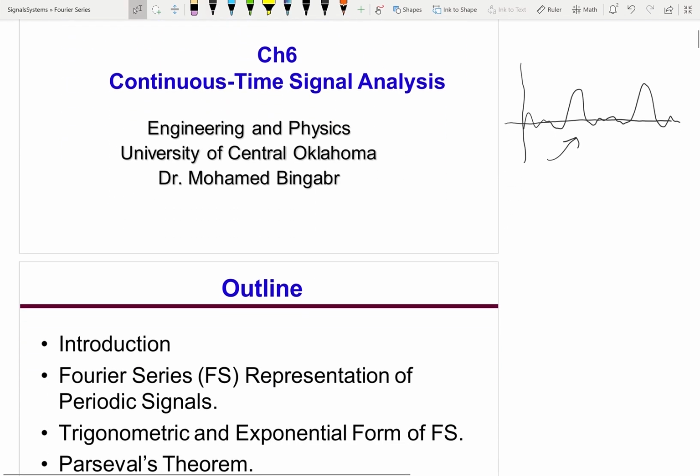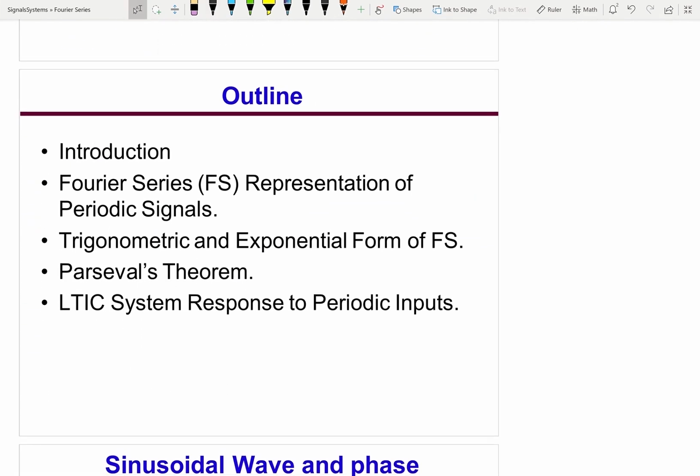So we will cover in this lecture the different representations for the Fourier series, trigonometric and exponential form. Also, we're going to talk about Parseval's theorem, which is about energy, and some applications in system analysis of a periodic signal using the Fourier series technique.